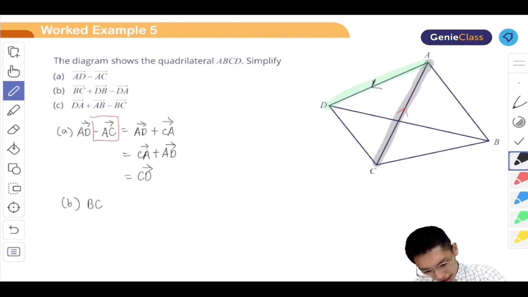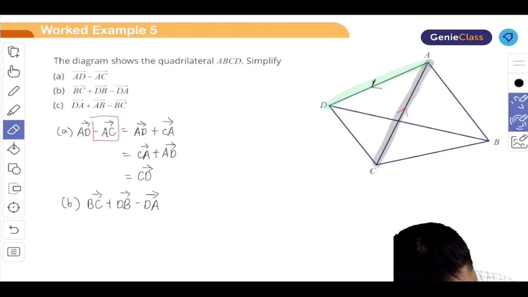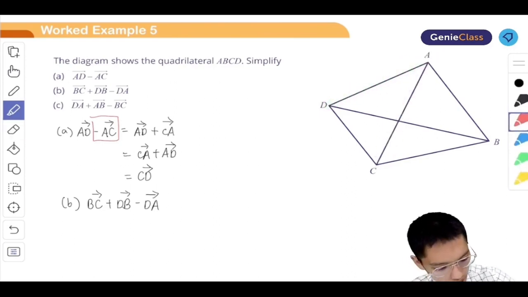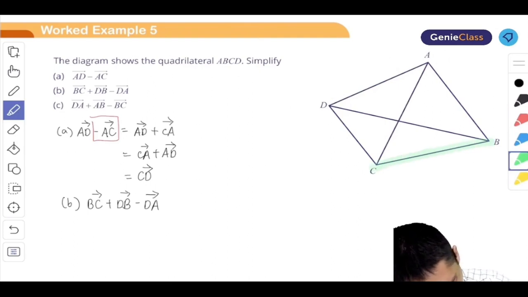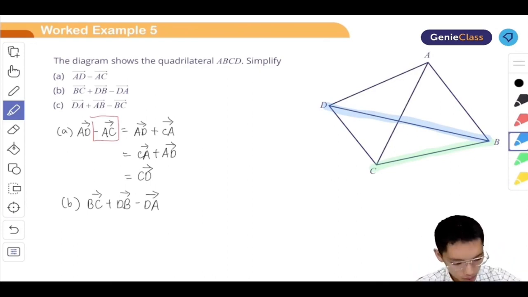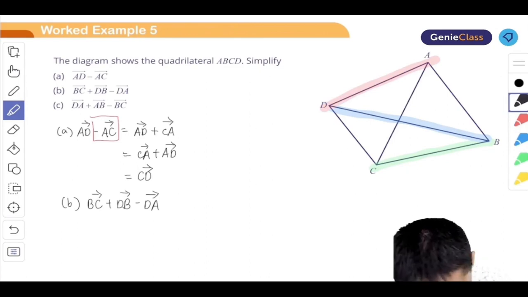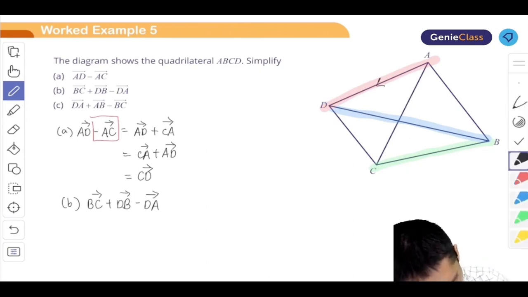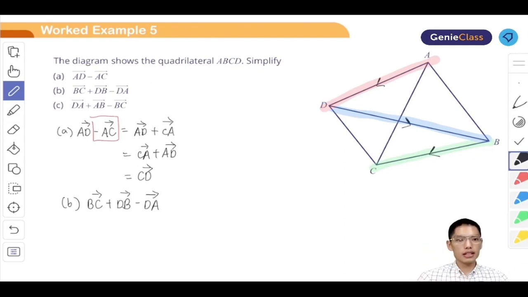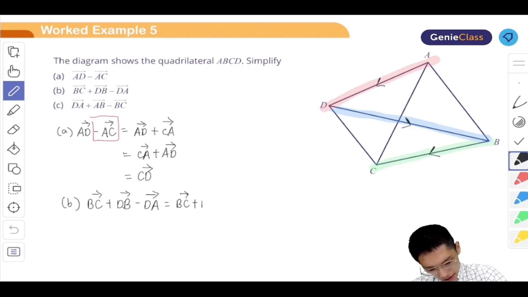Second one, a bit hard. BC plus DB minus DA. Again, with the minus sign, what happens? We try to actually draw it out. Again, if you draw it out, everything is clearer. First, BC, DB, and DA. Take note. When we draw minus DA, minus DA is just DA in the opposite direction. Then the rest, B to C and D to B. If you draw this out nicely, I'm just going to get BC plus DB plus AD.